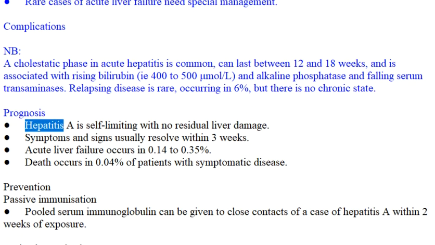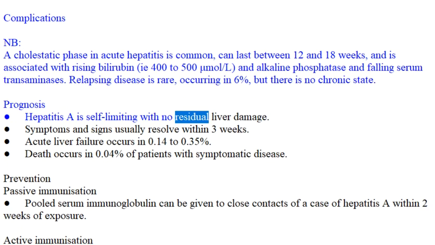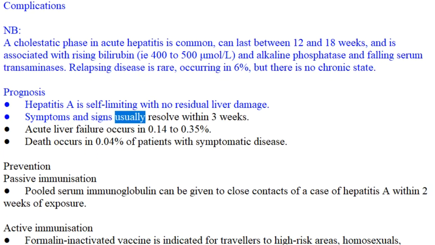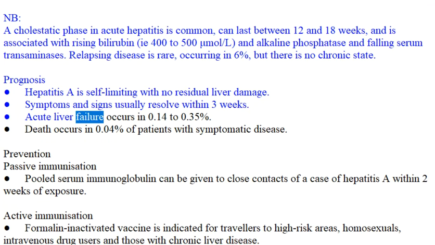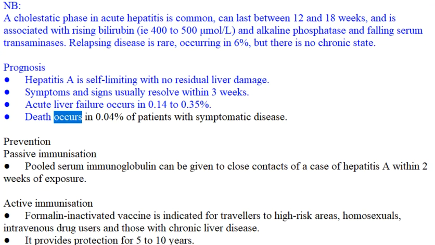Prognosis. Hepatitis A is self-limiting with no residual liver damage. Symptoms and signs usually resolve within 3 weeks. Acute liver failure occurs in 0.14 to 0.35%. Death occurs in 0.04% of patients with symptomatic disease.